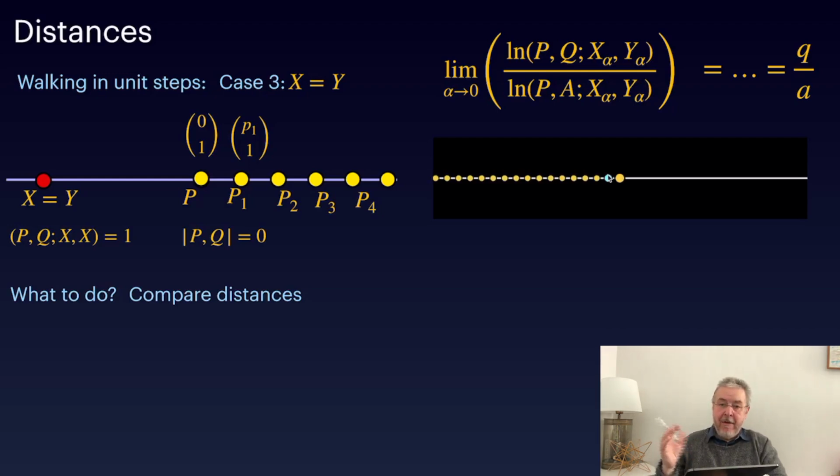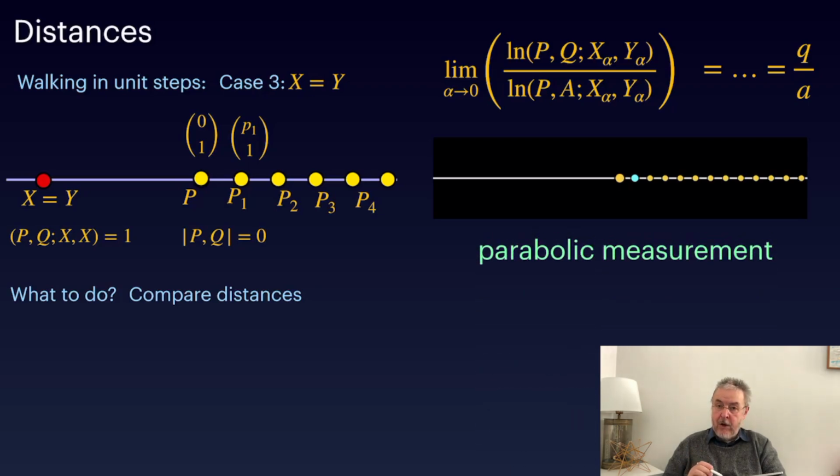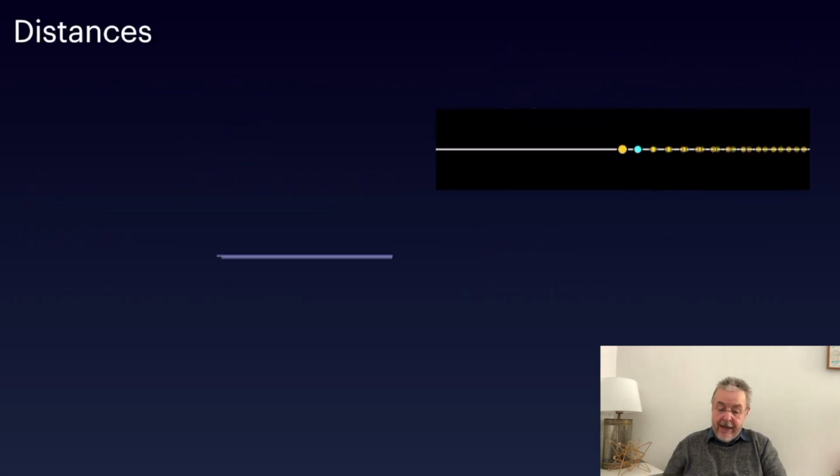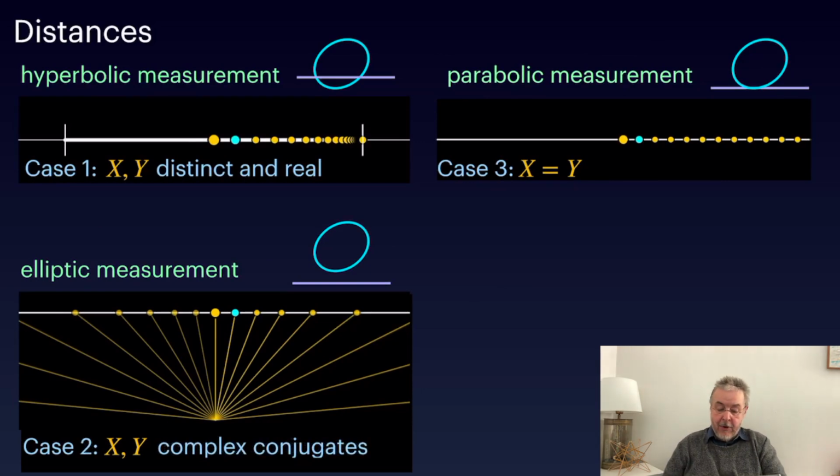And this looks very, very close to elliptic measurement. The only difference is that in both directions our limit point, the point at infinity, is just the same point. In hyperbolic measurements these were two distinct points. So this measurement is called parabolic measurement, which means it's somehow between hyperbolic and elliptic, and sometimes, for natural reasons, it's also called Euclidean measurement. So let me wrap up at that point.